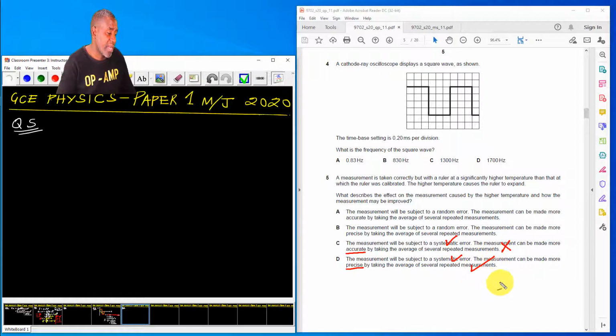If you take the average of several measured values, it will not do anything to the accuracy, because this is a systematic error, but it can improve the precision. So that is how you would solve that kind of question, and therefore 5D.